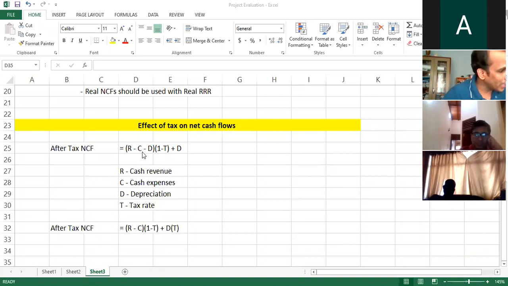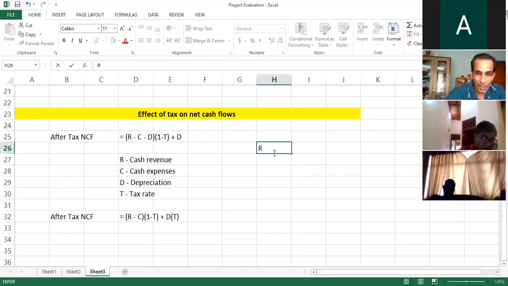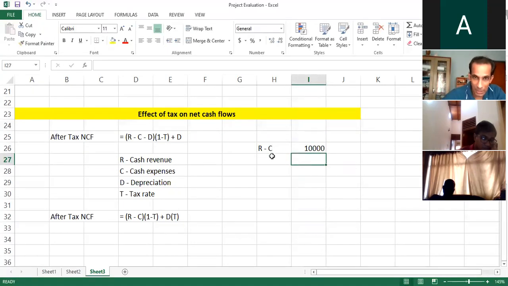Then it says for tax purposes, depreciation charge is 1,000 per annum. R minus C is 10,000, D is 1,000, and the tax rate is given. What is the tax rate? Tax rate is 39%. So this is the information given in this question. R minus C value is given directly, so R and C are not given separately, the figure is given for R minus C. R minus C is given, D is given, that is 1,000, and the tax rate is 39%.